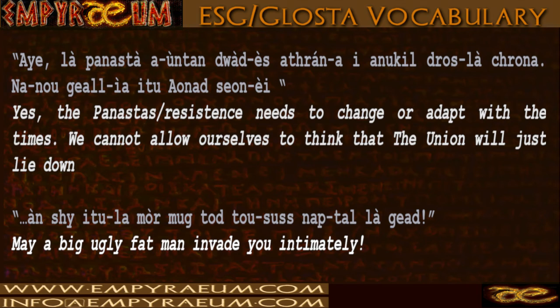And now we'll go to a couple more complex phrases and a dirty one just to finish off. So, first one, this is spoken by Glòstean, and it's something to do with his philosophy.